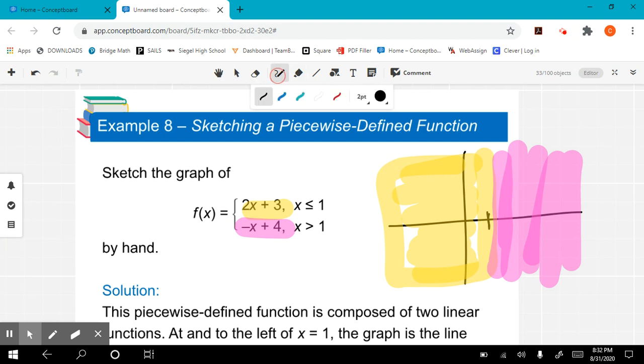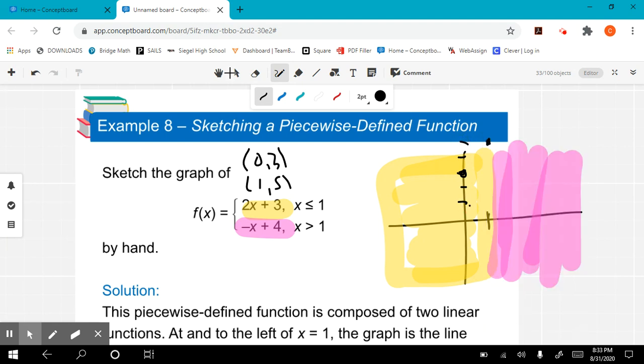So for this yellow part, from x equals 1 and smaller, we're using the formula 2x plus 3. These are linear, so when x is 0, I plug in 0 for x and get 2 times 0 plus 3, which is 3. So the point 0, 3 is on there. So 1, 2, 3. This point is on that line. And then this includes 1, so I can use 1. When I put 1 in there, 2 times 1 is 2 plus 3 is 5. So the point 1, 5 is also on here.